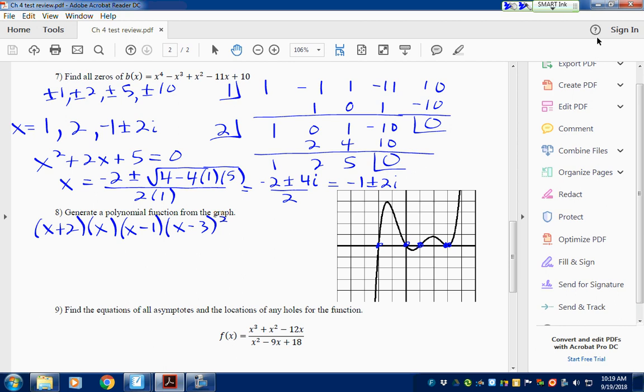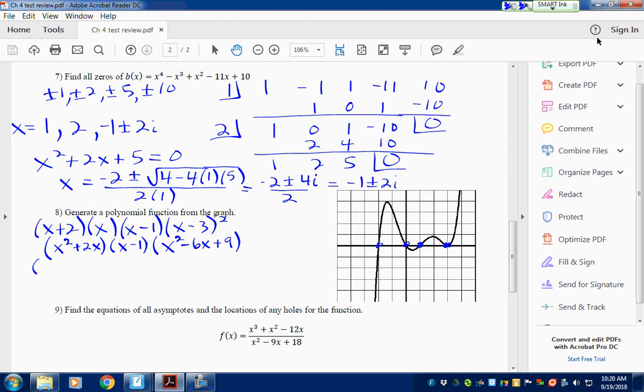So here I've got x squared plus 2x so far, times x minus 1. And I could probably square this out. X minus 3 squared is x squared minus 6x plus 9. That's a perfect square trinomial. I'm going to distribute here.